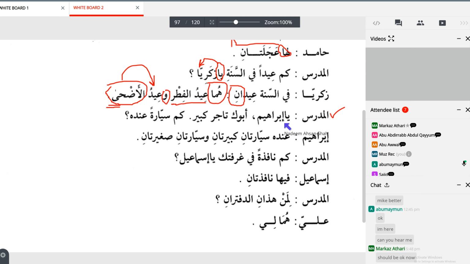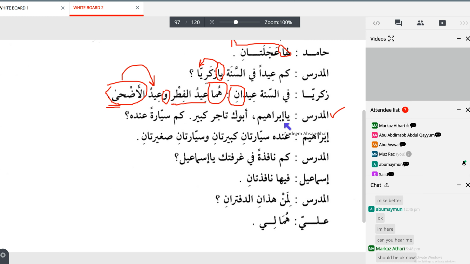لمن هذان دفتران. جيد. لمن هذان الدفتران. And this is the fourth thing being introduced. Abu Awwal, Jazakallahu khairan. The fourth thing being introduced in this lesson is this word over here, هذان, which is the dual version of هذا. The dual version of هذا. So لمن هذان الدفتران.